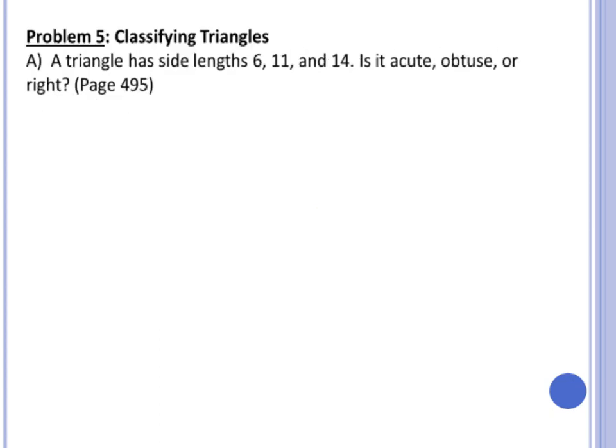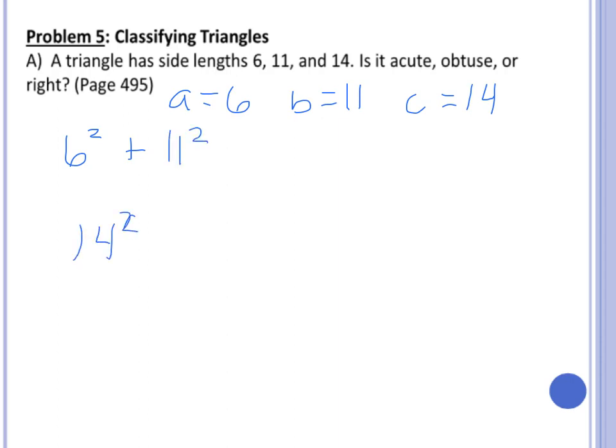So let's test it out. So when I first look at this, a is going to be equal to 6, b is equal to 11, c is equal to 14. Again, it doesn't matter a and b as long as 14, your longest side, is c. So I'm going to test a squared plus b squared, and I'm going to see what that is. And then I'm going to test c squared, because I don't know if they're going to be the exact same. So my a squared plus b squared is 157, and my c squared is 196.